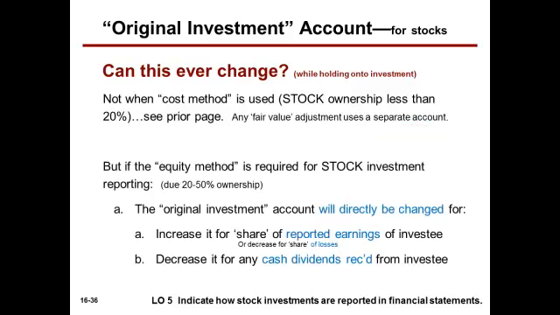But if the equity method is required for stock investment reporting purposes, in other words, ownership is between 20 and 50%, the original investment account will directly be changed for two events: increasing it for the share of reported earnings in the investee, these are announced earnings, no cash flowing, or decreased for announced share of losses, and decreased for any cash dividends received from the investee.